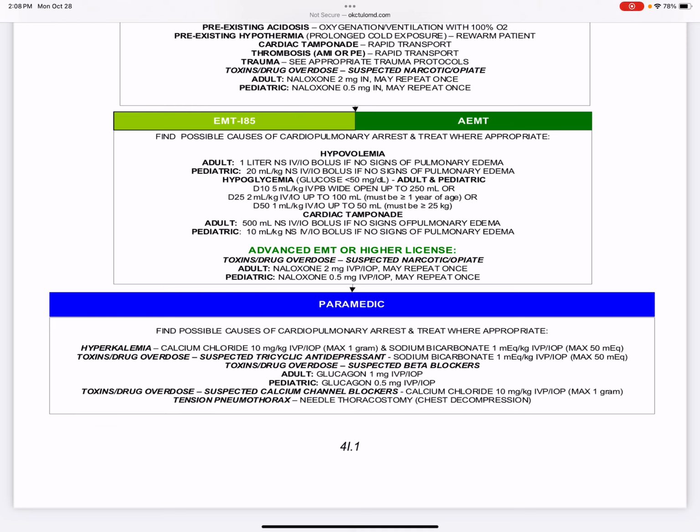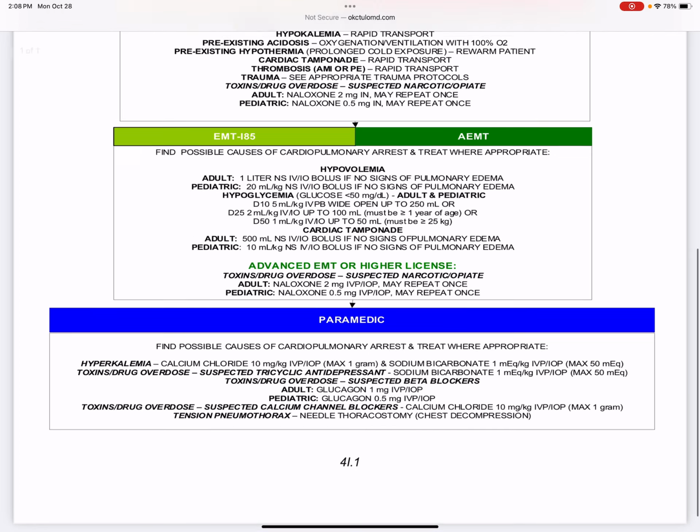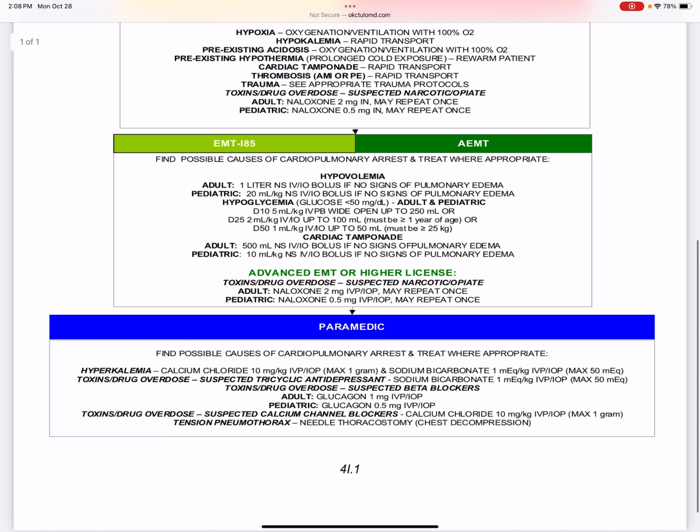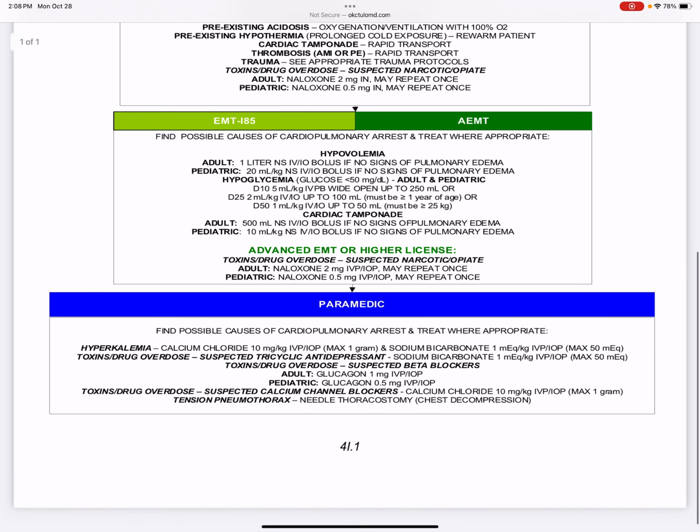In cardiac arrest, we will give D50. We will not give D50 on anything that is not cardiac arrest anymore. That's when we go with the D10. But if they are in cardiac arrest, we will go with the D50 to try to get their blood sugar up, or blood glucose. So for advanced EMT or higher licensure, nothing really changes as far as what's said above.